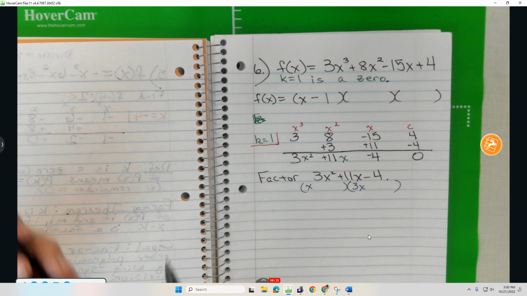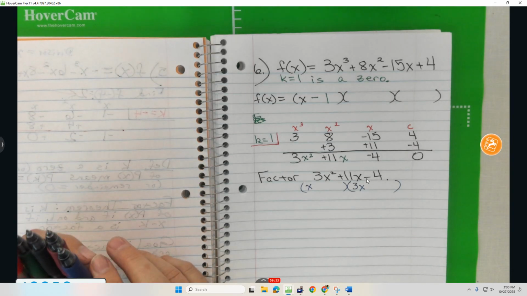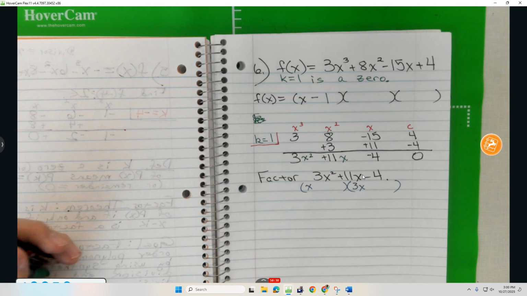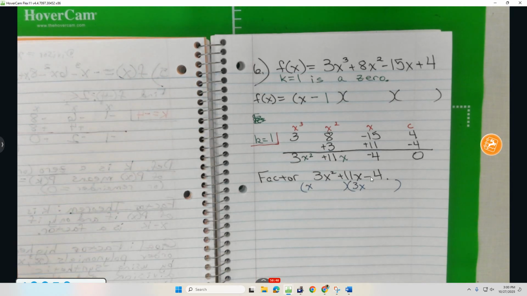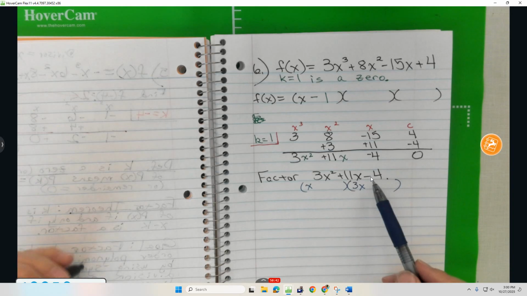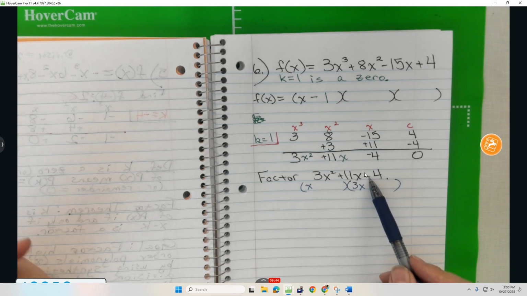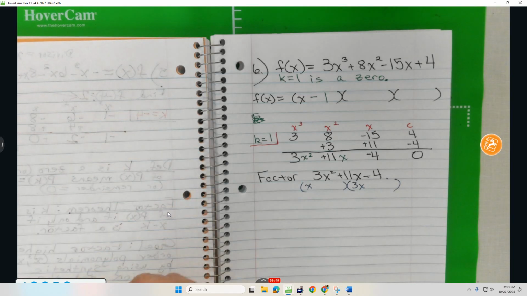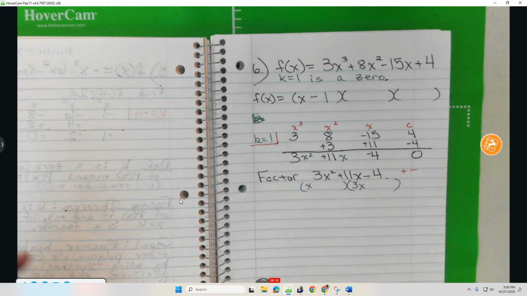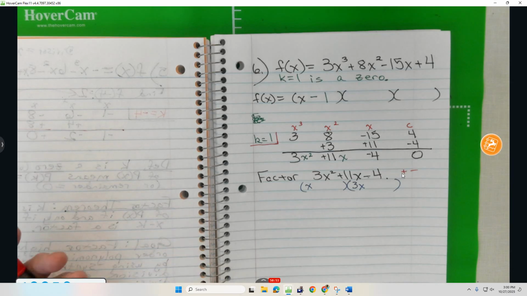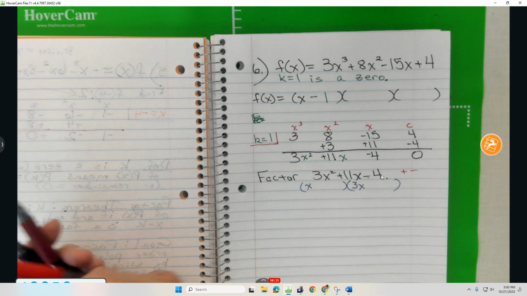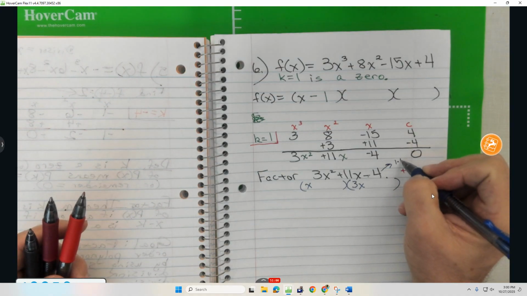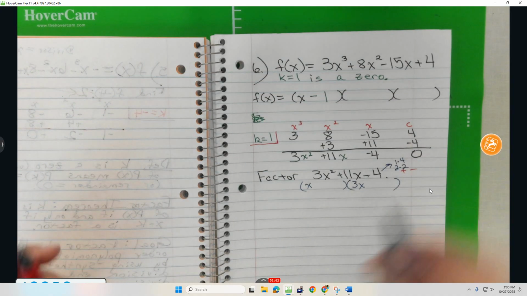What do we know about our signs? A positive and a negative. I was looking at this thinking, why couldn't that be a plus? But the last sign's a minus. That means we're going to have one plus and one minus. We'll wait to figure out which one in a moment. And then, what times what will give us 4? We can have a 1 times 4 or 2 times 2.